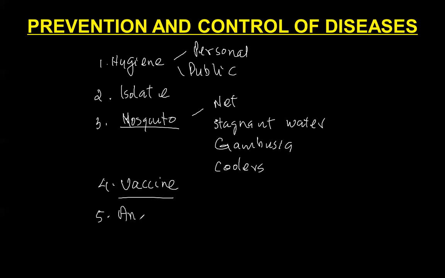And the fifth one, use of antibiotics. What do antibiotics do? Antibiotics kill the bacteria. So they are effectively used for many bacterial infections. Okay. So these are the methods to prevent and control diseases.